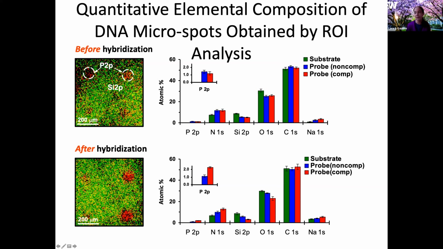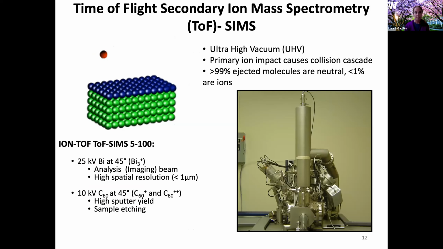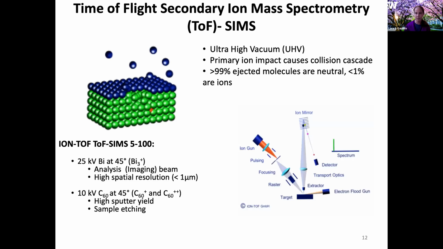So XPS can be very helpful in that it's extremely quantitative, and it's also potentially something that you can do in an imaging format. But if you want to know really a lot about imaging and good resolution imaging, we often go to time of flight secondary ion mass spectrometry. So TOF-SIMS, as I said, is an ion hitting the surface. It knocks molecules off the surface. This is our ion TOF-SIMS instrument. But how it functions is you'll have a gun that's producing ions. It's going to put a pulse of those ions that hit the surface.